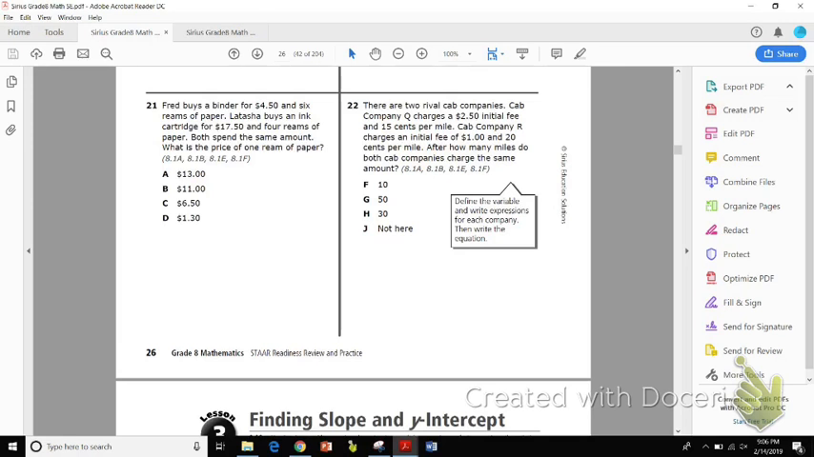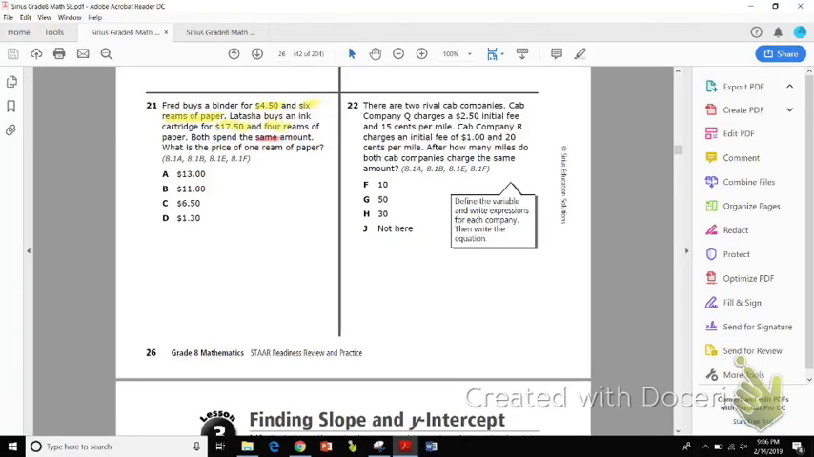So, on number 21, they're telling us that Fred buys a binder for $4.50 and 6 reams of paper. Latasha buys an ink cartridge for $17.50 and 4 reams of paper. Both spend the same amount of money. What is the price of 1 ream of paper? Alright, so, ladies and gentlemen, to determine the price of 1 ream of paper, we have to set up an equation. Here, we're discussing 2 different individuals. We have Fred, and we have Latasha.